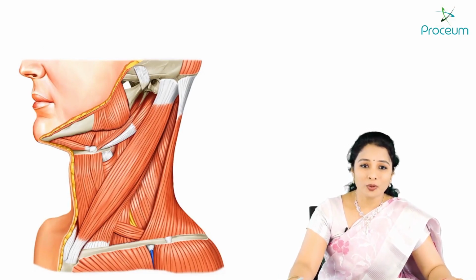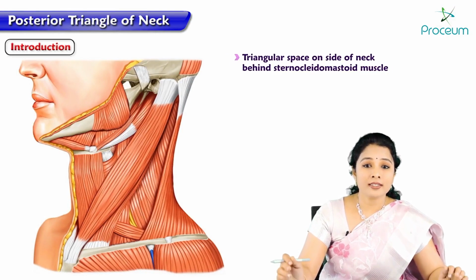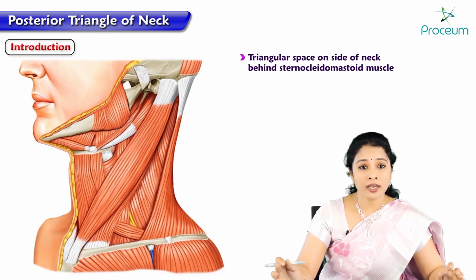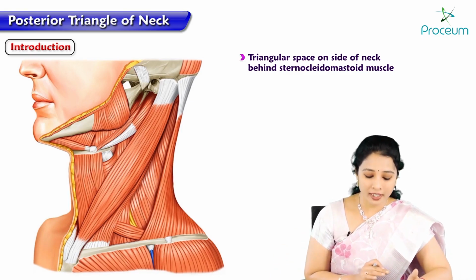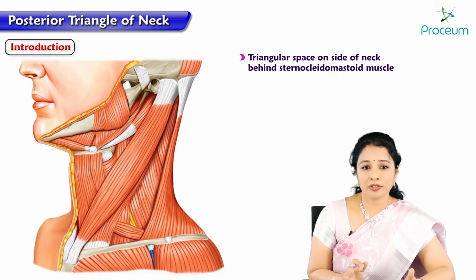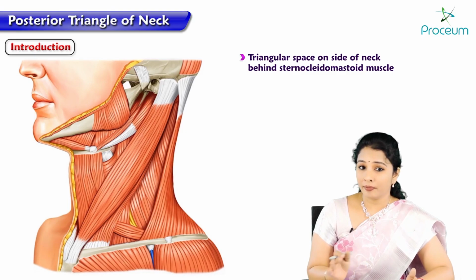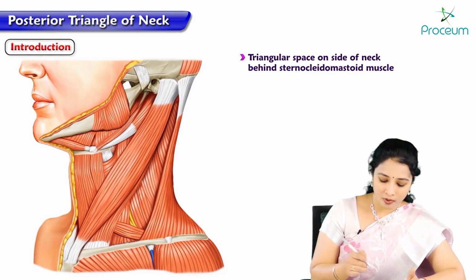Hello everyone, today's topic is on posterior triangle of the neck. Posterior triangle is a triangular space on the side of the neck behind sternocleidomastoid muscle. So here is the side of the neck where all superficial structures are removed, like skin, superficial fascia and its contents, deep fascia, all are removed to show the muscles forming the boundaries of posterior triangle.